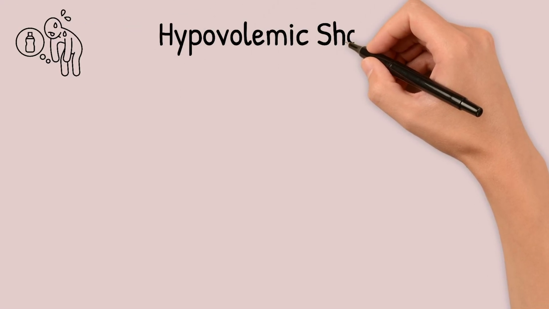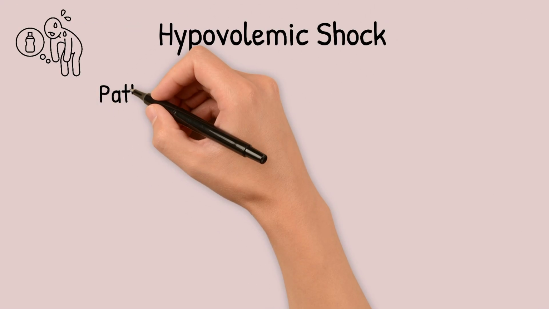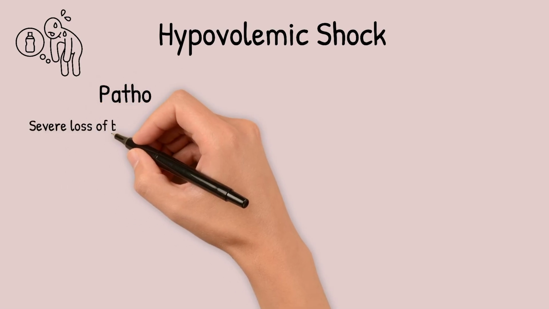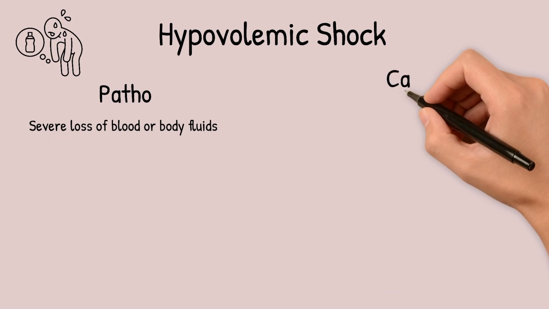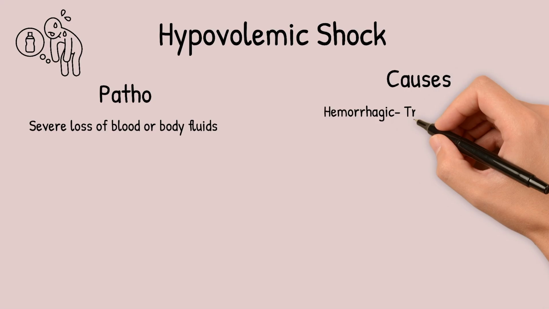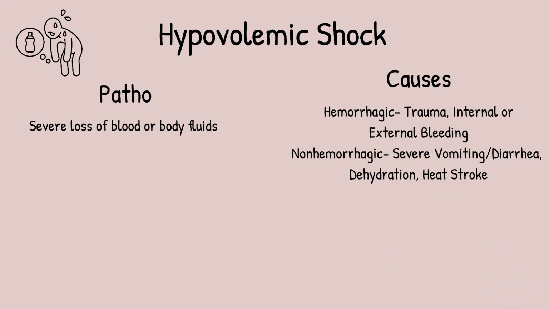Let's start with hypovolemic shock. What is the pathology of hypovolemic shock? Well, this is severe loss of blood or bodily fluids, either internally or externally somewhere from the body. There's two main types of causes of hypovolemic shock. We have hemorrhagic, which is trauma that could be either internal or external bleeding, or we have non-hemorrhagic, which could be caused by things like severe vomiting, diarrhea, severe dehydration, and heat stroke.